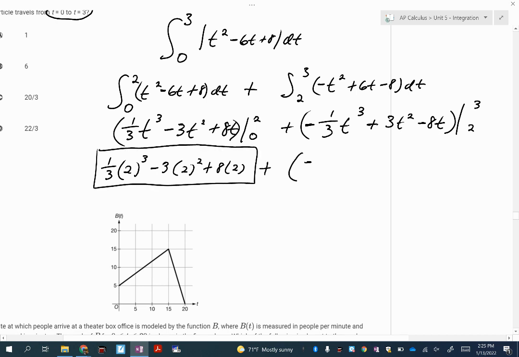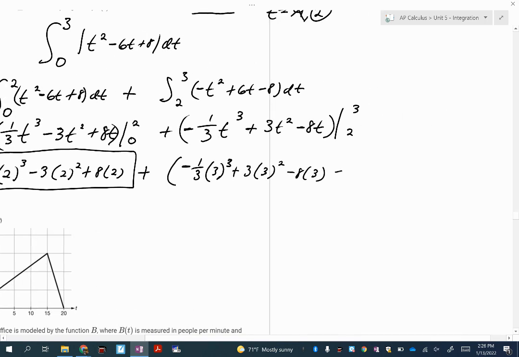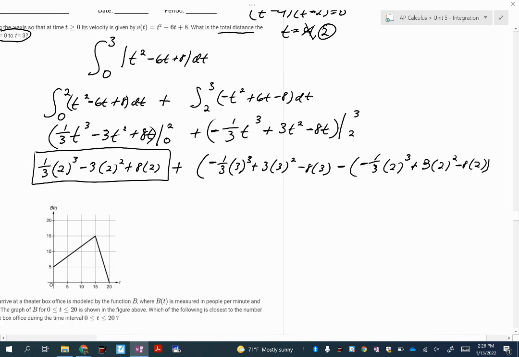And then I'm going to do negative 1/3 times 3 cubed plus 3 times 3 squared minus 8 times 3, all of that minus negative 1/3 times 2 cubed plus 3 times 2 squared minus 8 times 2. So all of that will give me my second piece. So let's see if I can get Desmos involved here to find the answer.